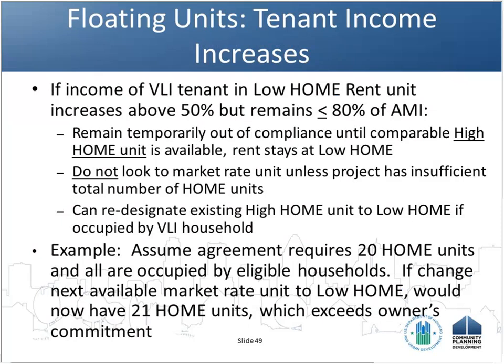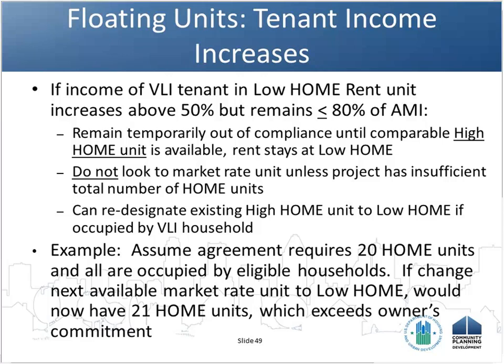For our floating units, let's talk about rent increases or income increases also. If the income for our very low income tenant, a household at 50% or below when they moved in, has increased over that 50% level, but they are still under or equal to our 80% area median income, then we're going to remain temporarily out of compliance until we're able to identify another comparable unit. And so this is where we may be able to do some swapping within that unit.